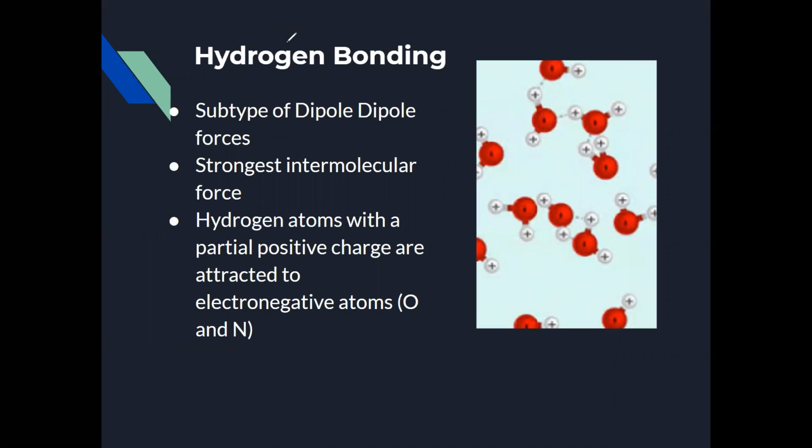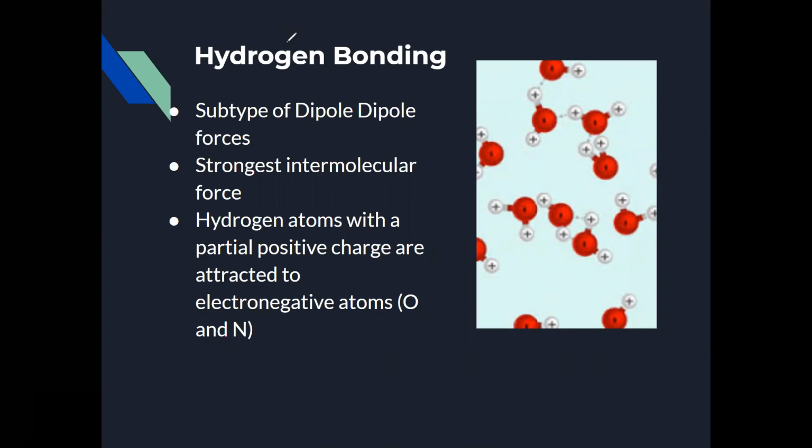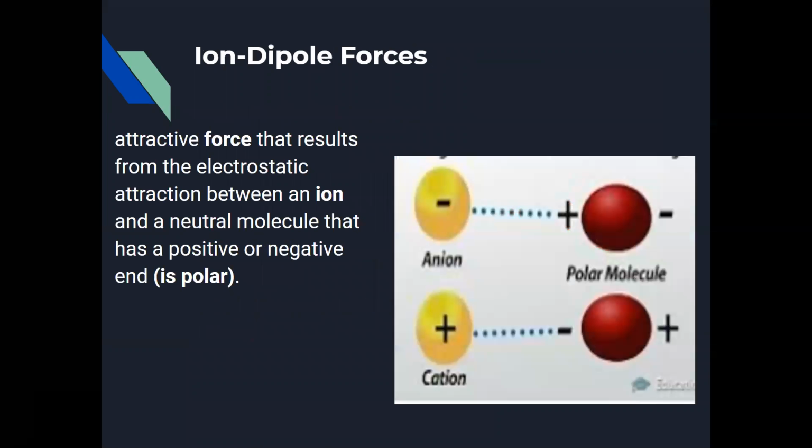So to talk about hydrogen bonding just a little bit more, because it is very important, it is largely considered the strongest intermolecular force. It occurs because the hydrogen atoms with your partial positive charge are attracted to your electronegative atoms, mostly oxygen and nitrogen. This is why water has surface tension. This is why that happens. So that's why it's so important, because it affects us every day.